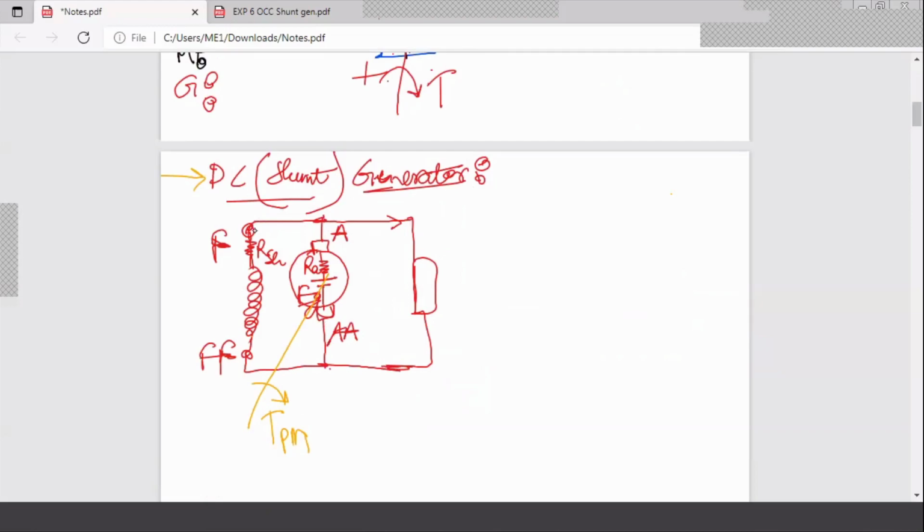So I can say that the flux in the machine here, how is the flux related? If my machine is connected in parallel, in shunt fashion, and I'm giving it a rotation, what will happen? Initially you don't have any flux in the machine. That means there is no back EMF initially, let's say.